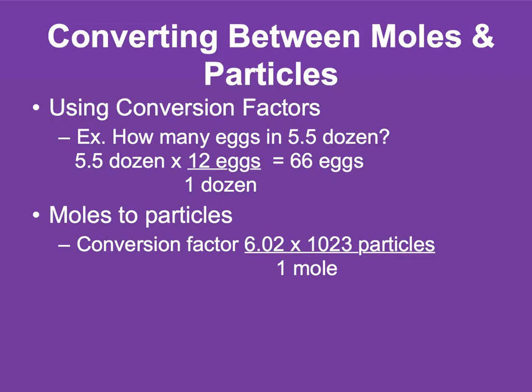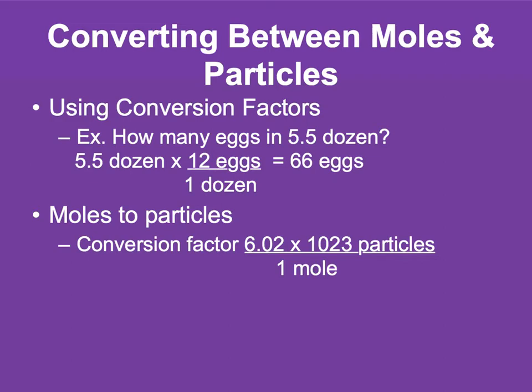Using conversion factors. That's our solution. So, a simple problem, something you might do when you're going to the grocery store. Say you want exactly 5.5 dozen eggs. Well, if they didn't sell them in dozens, how would you very quickly figure out how many eggs that is?